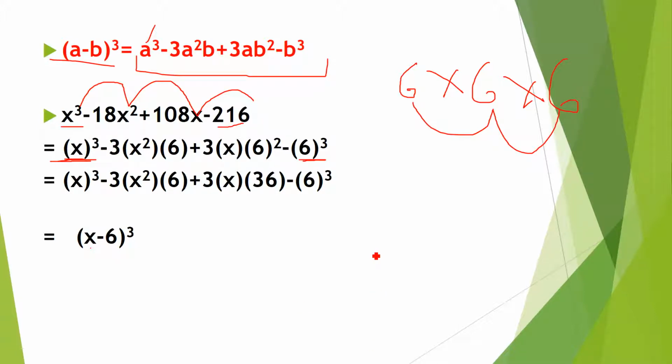So in this lesson we have learned a minus b whole cube is equal to a cube minus 3a square b plus 3ab square minus b cube. And I have proved this formula. If someone asks you how to prove it, write down a minus b three times and multiply it. You will get this answer. In order to solve the question, please memorize this formula.